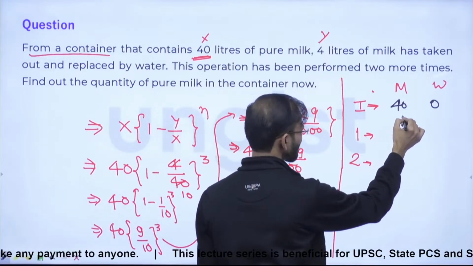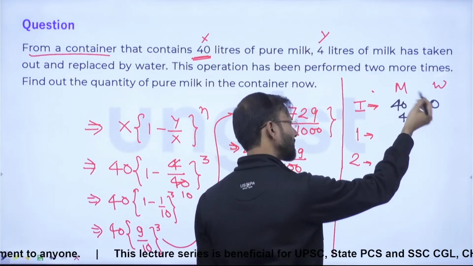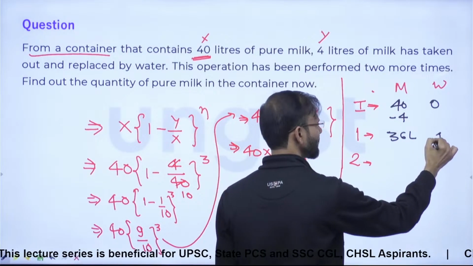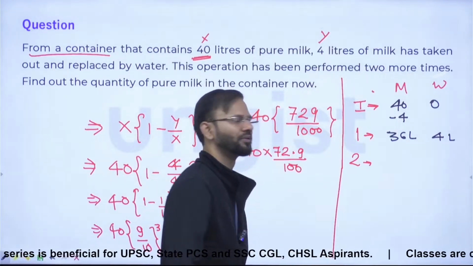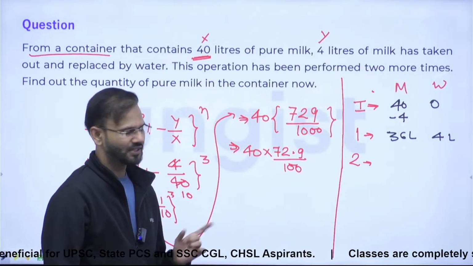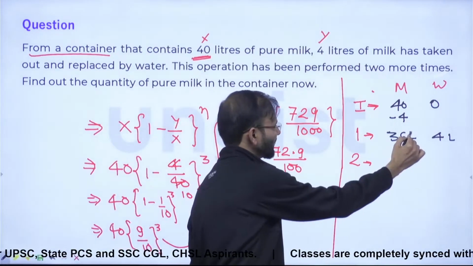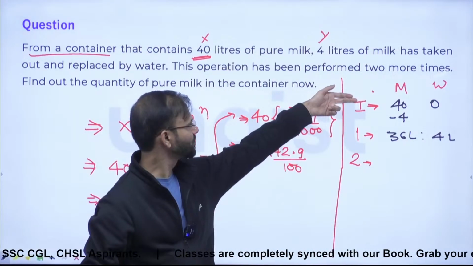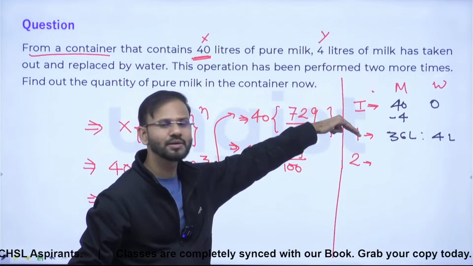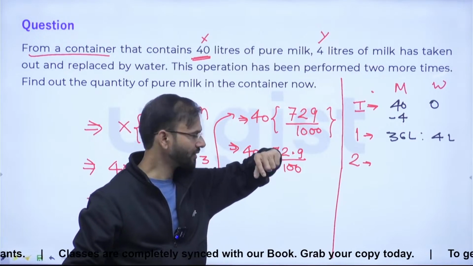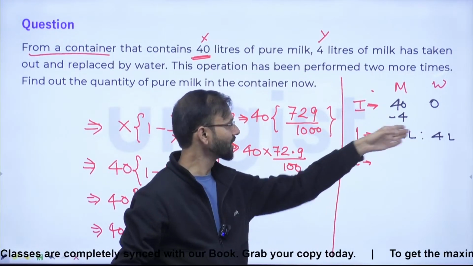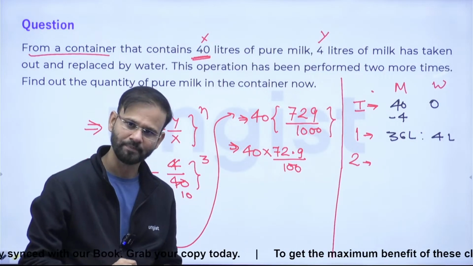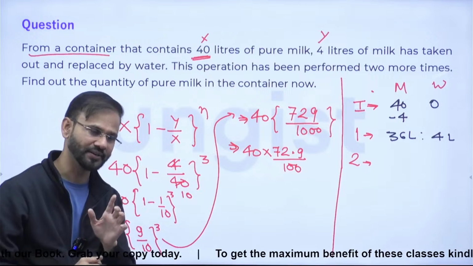So here 4 liters of milk has been taken out and it was replaced by water. So now we have 36 liters of milk and 4 liters of water. Everybody, it is clear? Acha. Now friends, this is now a mixture. It was pure milk here. Here it is a mixture of milk and water where the ratio of milk to water is 9:1. Everybody, the ratio of milk to water is 9:1, right?